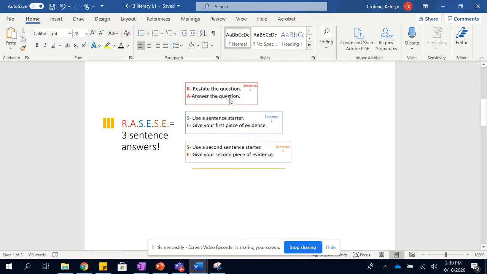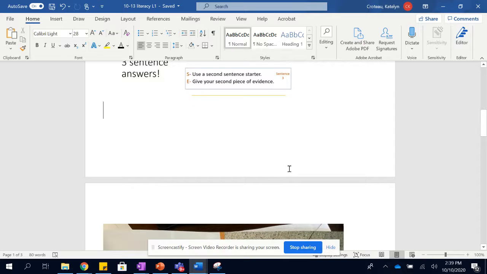Once you have your main idea sentence and your first piece of evidence, you're going to go into your third sentence, which is another sentence starter, like a second piece of evidence is, or the text also says. And then give your second piece of evidence that proves whatever that main idea is, right?